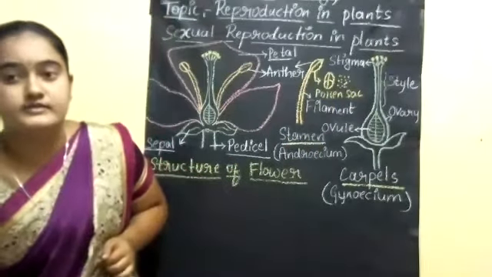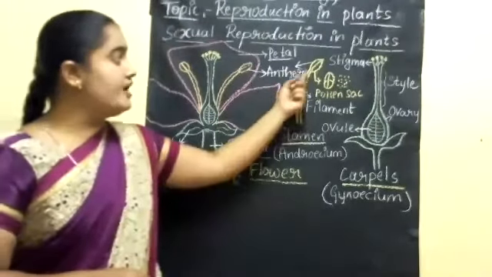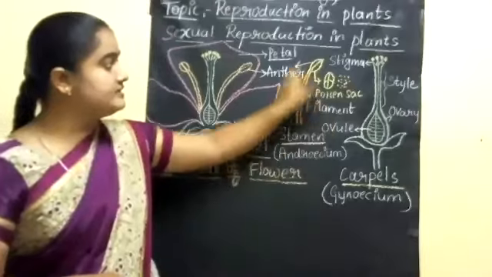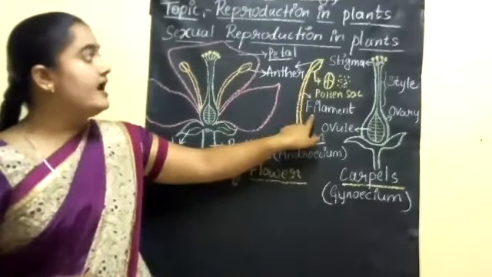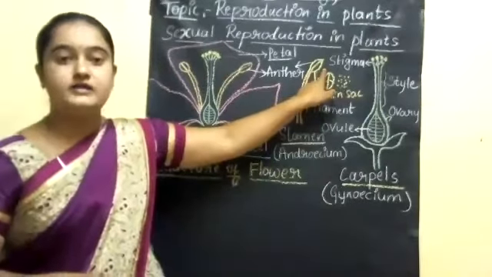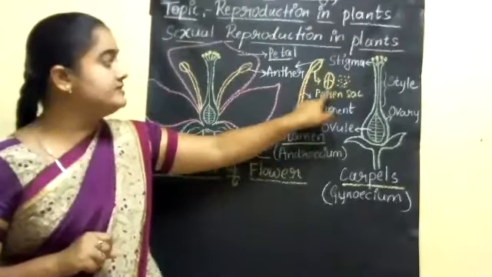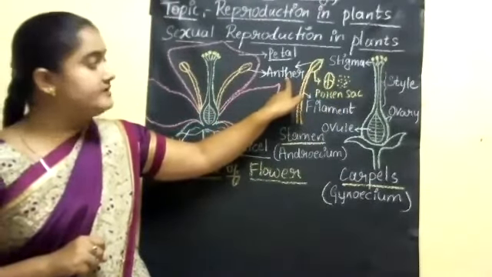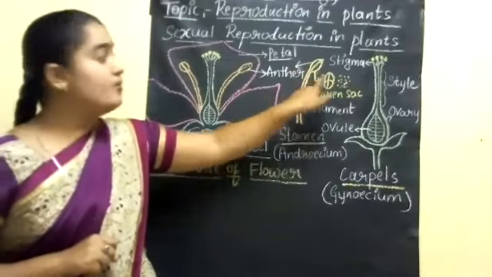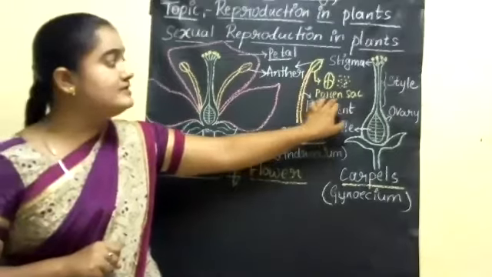The stamen consists of two parts. One is the filament, a thin, thread-like, delicate structure, and it has a bulged, sac-like tip called the anther. This anther consists of pollen. The anther consists of four pollen sacs.